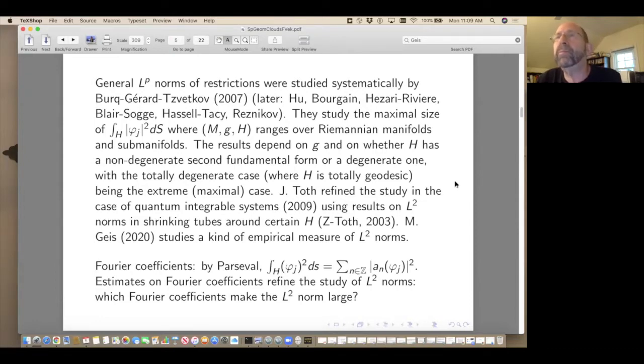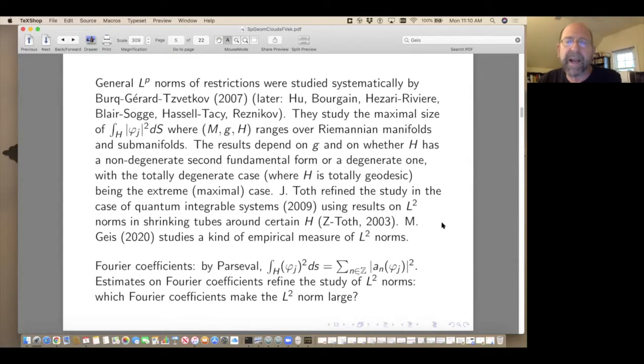The degenerate case, where the submanifold is totally geodesic, is a kind of extreme case. John Toth, for example, studied these kinds of problems where the Laplace operator is quantum completely integrable, and asked for which types of submanifolds you have sequences of eigenfunctions which concentrate maximally. With Toth, we studied that kind of problem in shrinking tubes around geodesics and other submanifolds. Mike Geis has recently studied a kind of empirical measure of L2 norms of restrictions.